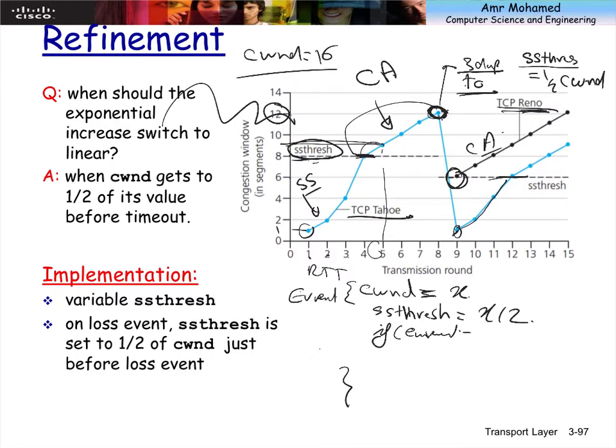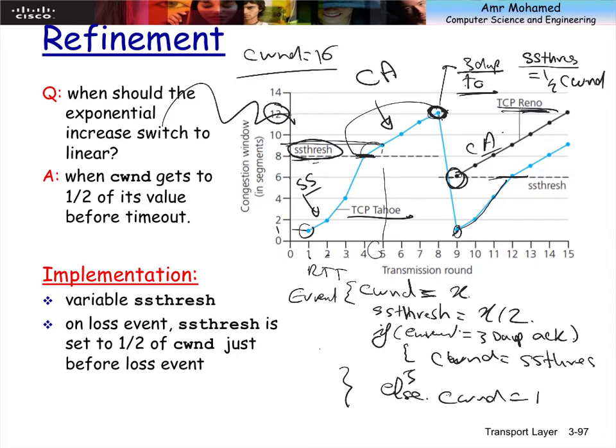And then, of course this is TCP Reno: if the event equals three duplicate acks, the new congestion window equals SS threshold, else congestion window equals 1. This is for TCP Reno. For Tahoe, the only difference is that I will not have this if statement. I will set the congestion window to 1 regardless. That's it. It's easy. Nice.